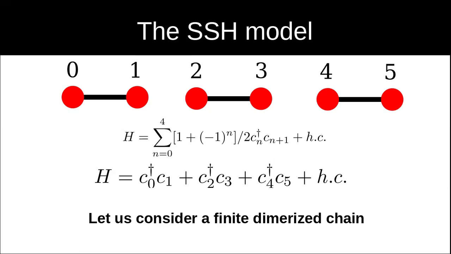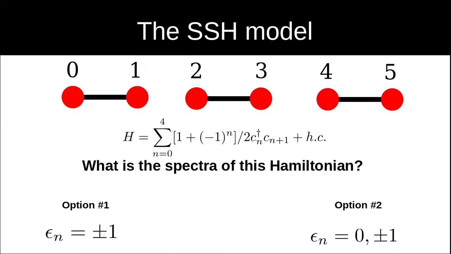So if you write it in second quantization, you would have something like c dagger 0 c 1, c dagger 2 c 3, and so forth. So maybe the first question to ask yourself is, well, what is the eigenbasis of the Hamiltonian? What is the spectrum of this Hamiltonian? And if you think a little bit, you will figure out that the eigenenergies are plus minus 1. So you effectively have dimers that are decoupled. And when you have these decoupled dimers, essentially the eigenenergies are the eigenenergies of each dimer individually. And so you have bonding and anti-bonding states that have energy plus minus 1.